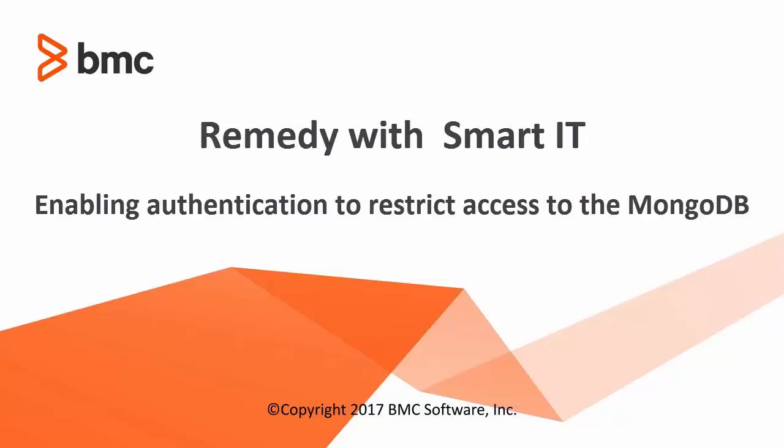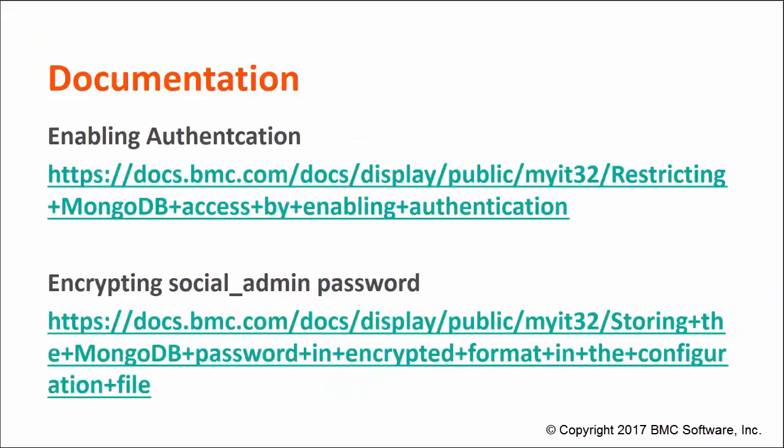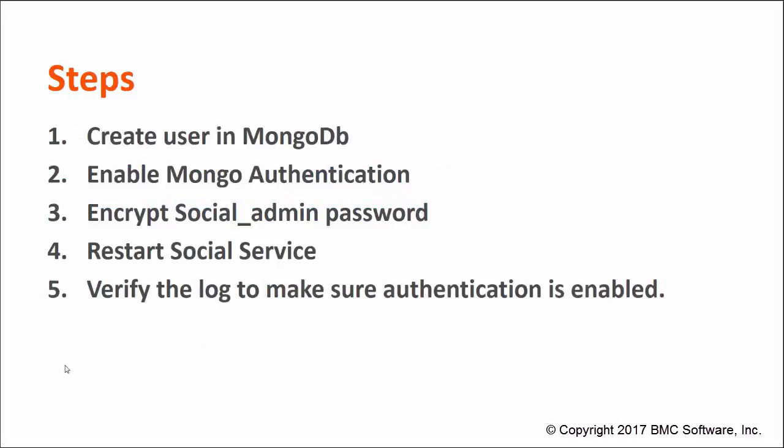Today I'm going to show you how to restrict Mongo database access by enabling authentication. You can refer to the online documentation from which I followed the steps for this video tutorial. As you can see on my screen, we have to follow these steps. First, create a user in the Mongo database. Second, enable Mongo authentication. Third, encrypt the social admin password. Then restart the social service and verify the log to make sure the authentication is enabled.